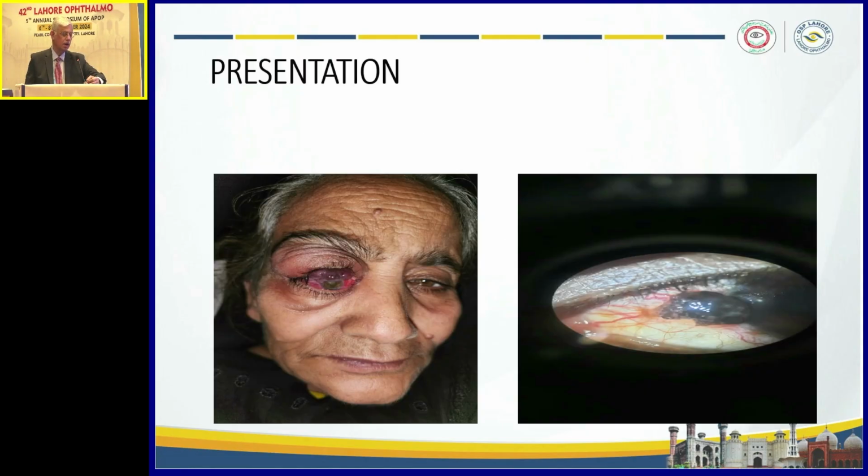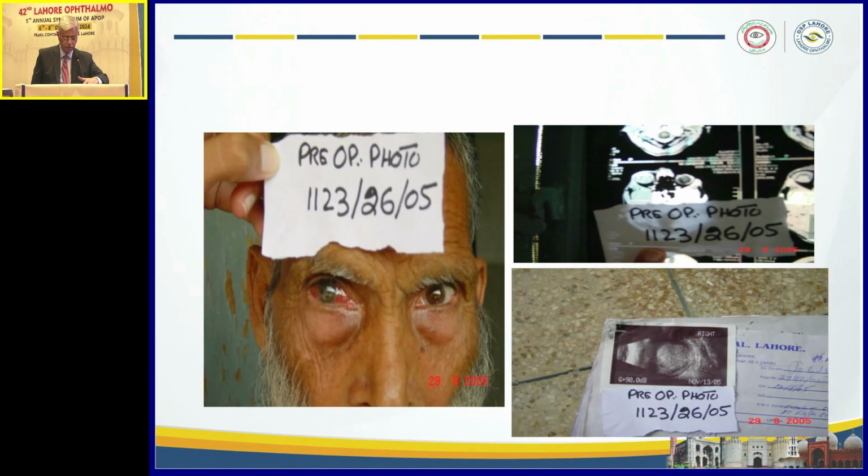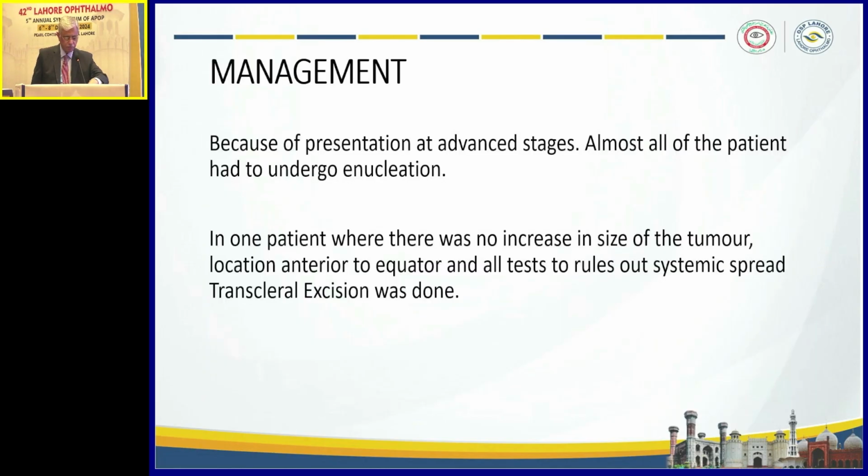Most of them, 96% of the patients, presented when there was extraocular extension of the tumor. This patient had a painful blind eye, secondary glaucoma. So for management, because of presentation at advanced stages, almost all of the patients had to undergo enucleation. In one patient, where there was no increase in size of the tumor and it was located anterior to the equator, and all tests to rule out systemic spread were negative, transscleral excision was done.